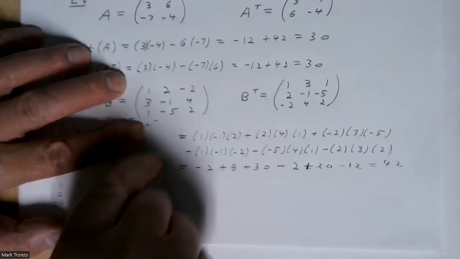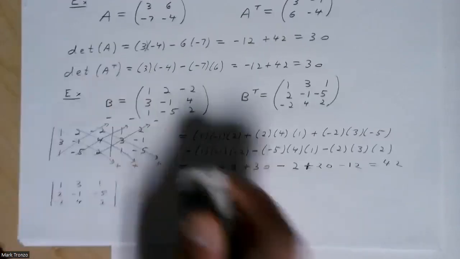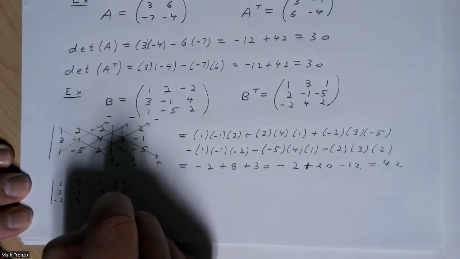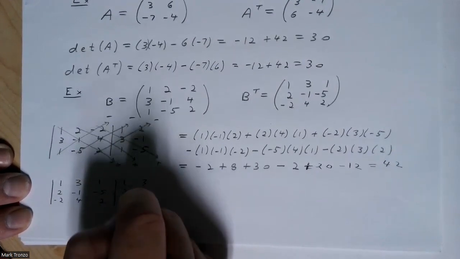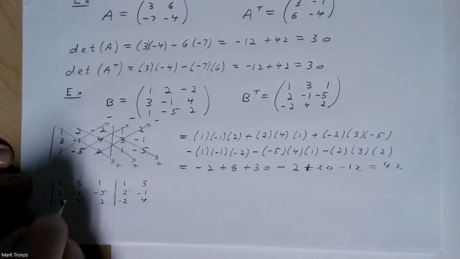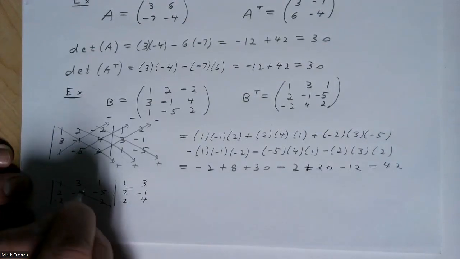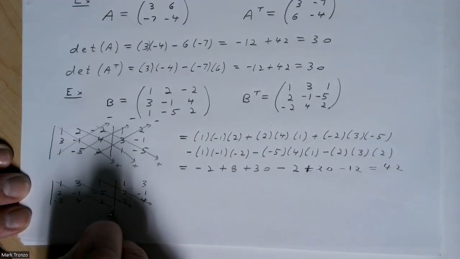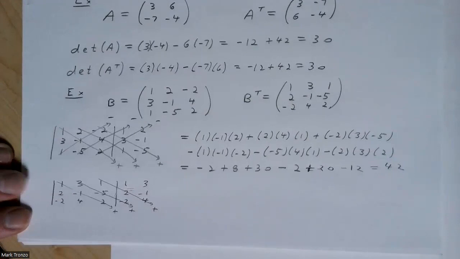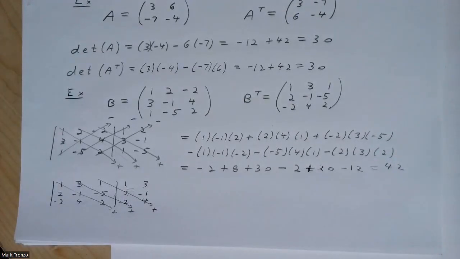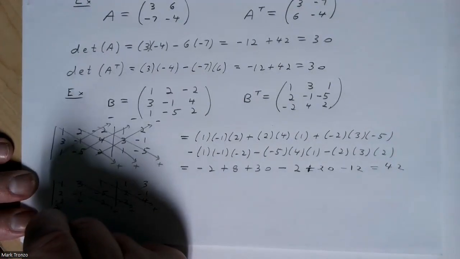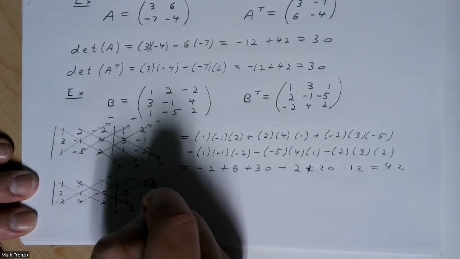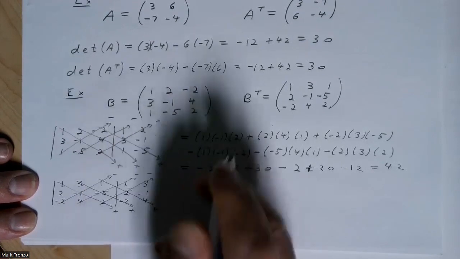Remember, what we want to do is copy the first two columns. 1, 2, minus 2, 3, minus 1, 4. Remember, we go along the first row, make the arrows down to the right. And those are all positive. And go to the last row in this direction. Those are all going to be negative.